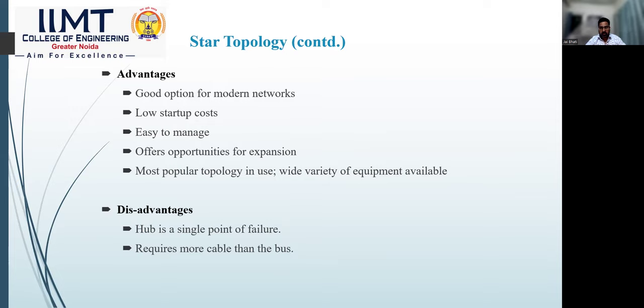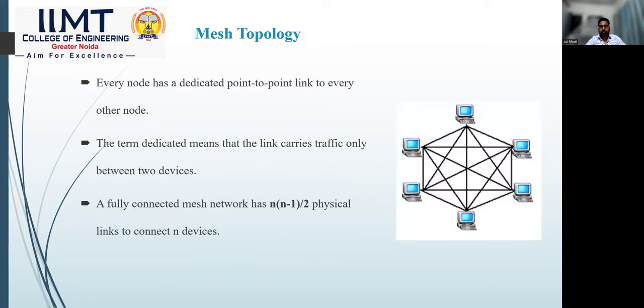However, it has some disadvantages also, as the hub is a single point of communication. In case the hub fails, the entire network will collapse and there is no communication between any two nodes. Another disadvantage is that it requires more cables compared to the bus or ring topology. The fourth one is the mesh topology, where each and every node is connected to other nodes through a dedicated link, or point-to-point link. The term dedicated means the link carries traffic only between the two connecting nodes.